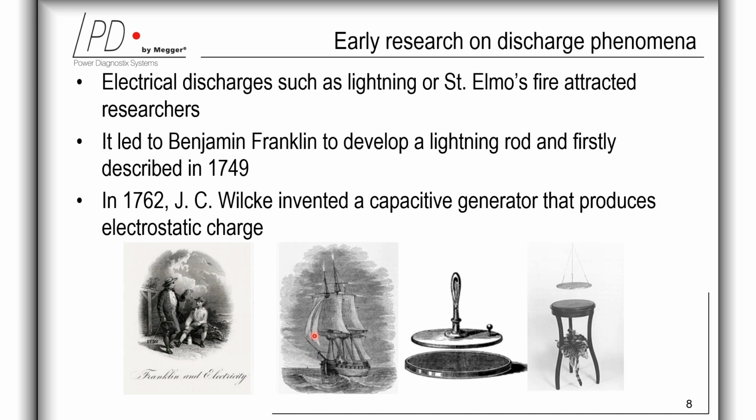In 1762, Johann Carl Wilcke, a Swedish professor, invented a capacitive generator that produces electrostatic charge. And later, Alessandro Volta named this manually operated machine as electrophorus. With this electrostatic generator, the lower dielectric plate was charged using the triboelectric principle. The upper metallic plate with a handle made of insulating material was in use to transfer the charge electrostatically, however, this caused also charge transfer inside the dielectric plate.